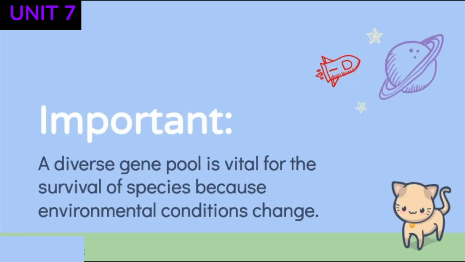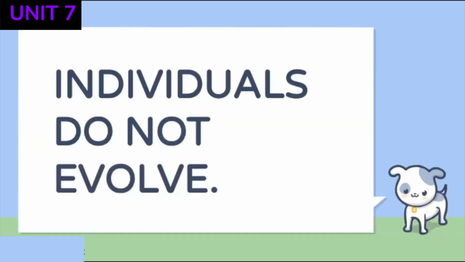And what else is important? We need a diverse gene pool for a population in order to survive and not go extinct. Environmental conditions can change. Something that is favorable in one environment could not be favorable in the future because of the environment changing. And we'll go over an example of this a little bit later in the video.